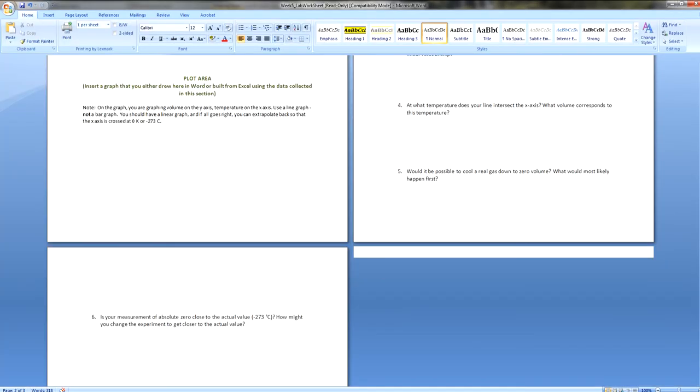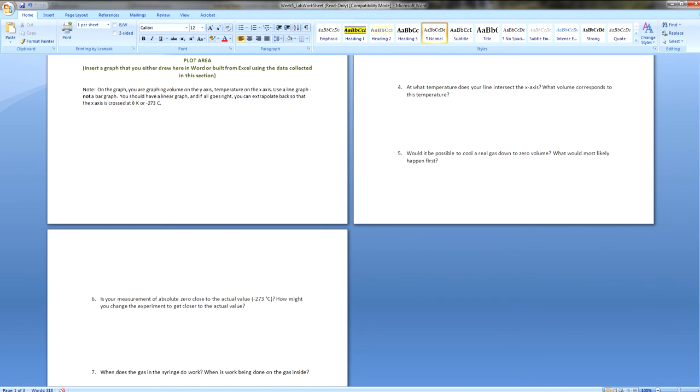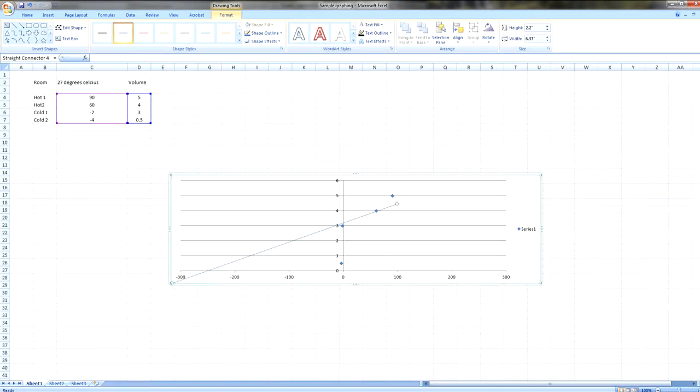And then number 6, which also is: is your measurement of absolute zero close to the actual value, and what might you do to make sure that you get closer to that number. If you also go back here, you can see from my graph, if I did this correctly, my number is supposed to be very close to negative 273 degrees Celsius, but in this case it may or may not. But like I said, any number between negative 250 and negative 300 is acceptable for the assignment.